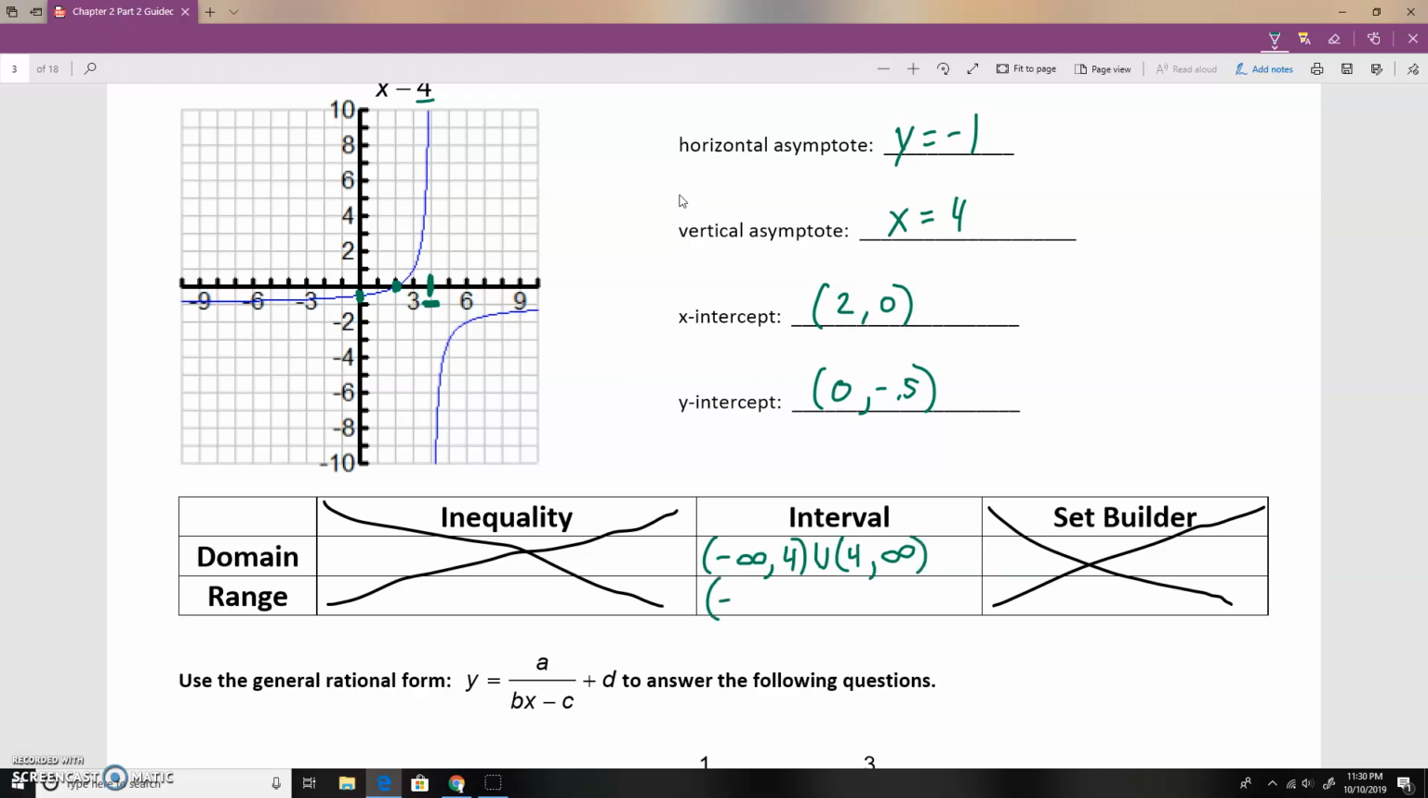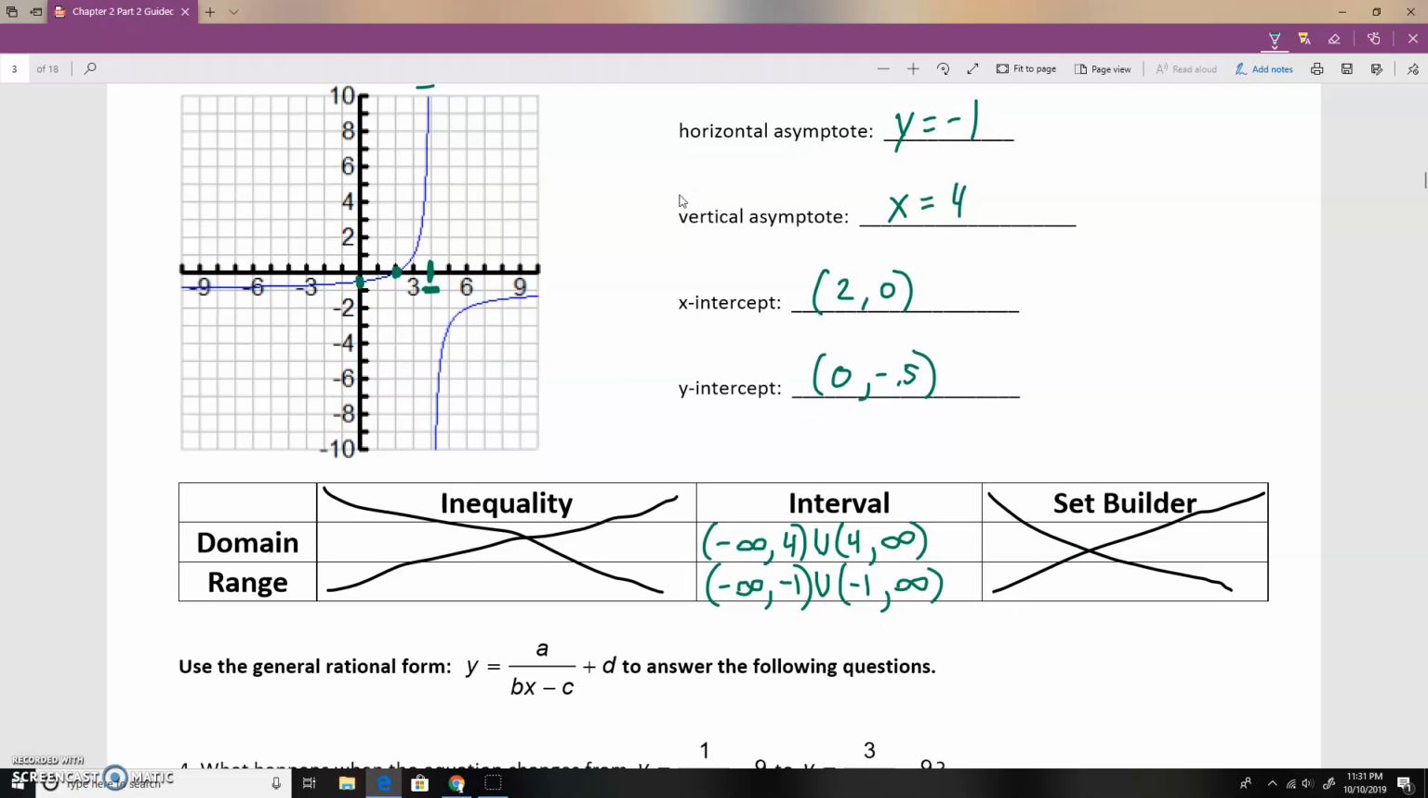Now our y values, they're going to start at -infinity. They're going to approach that value of -1, but not touch it. Then they're going to jump over that value, pick up on the other side of that value of -1, and approach +infinity. Okay, so those are the attributes that we're going to be looking at for these rational functions. Let's look at some transformations now.